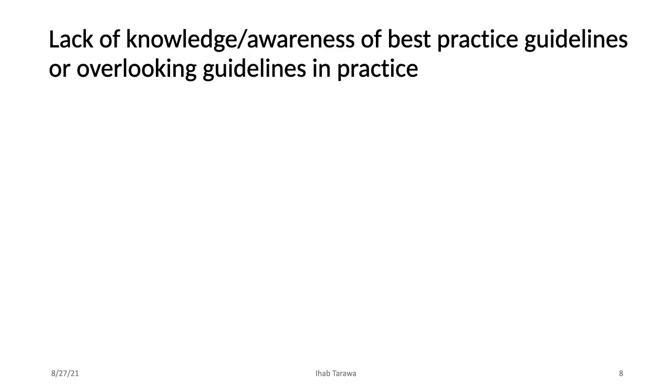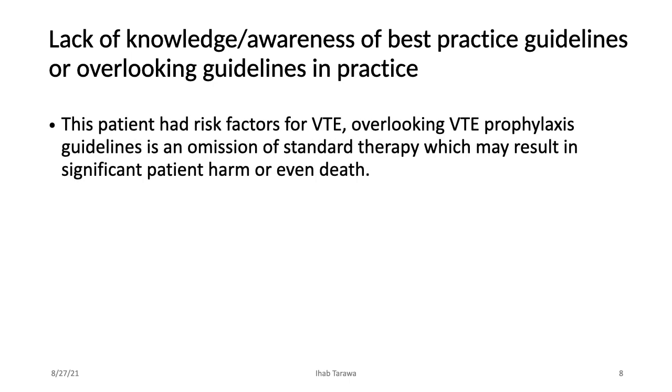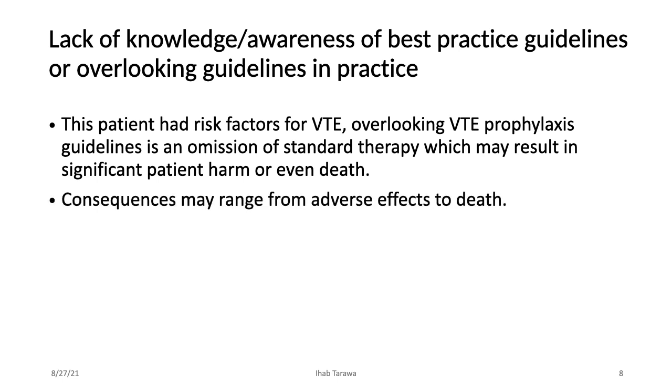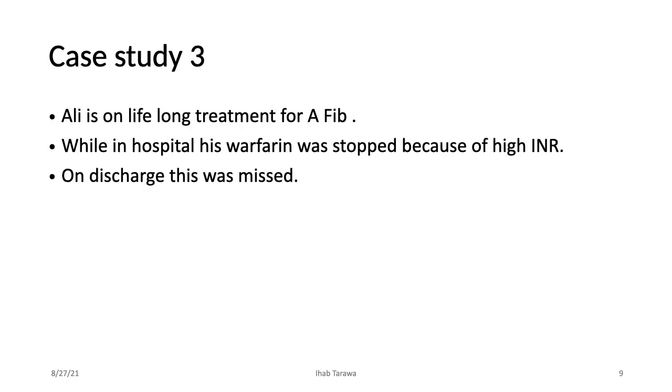So this is lack of knowledge or awareness about the best practice guideline, or overlooking the guideline in practice. This patient is at risk of DVT. If screening and scoring had been done, we would have recognized that she needed to be on prophylactic anticoagulant. So this is an omission error. This can lead to severe consequences, including death.